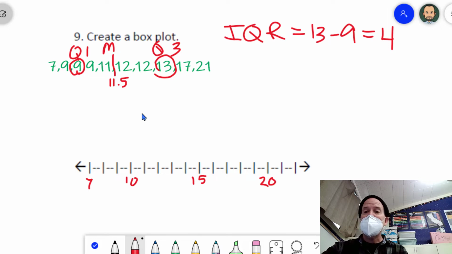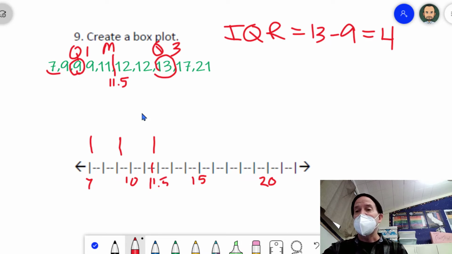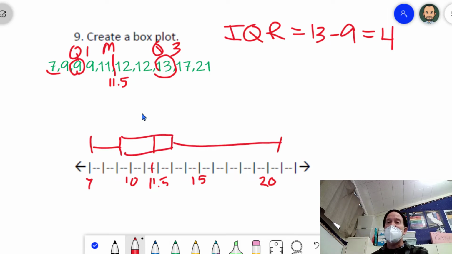And it starts with this lowest number down here, this 7. I start there. I also have a line at the 9 and a line at the 11.5. And maybe you want to label that just so the teacher knows you figured out it was 11.5. Because if they can't tell if it's 11 or 12, they might mark it wrong. And then 13. And then the last number is at 21. And I can draw my little box plot in here, like so. So that's the box plot. Sorry, it's a little crooked or sloppy.